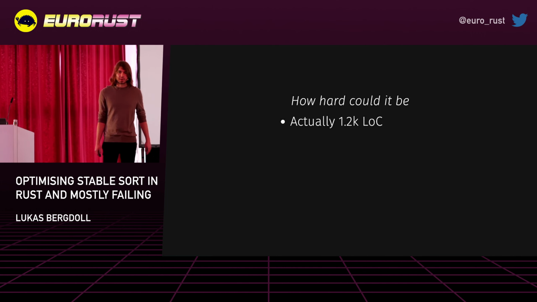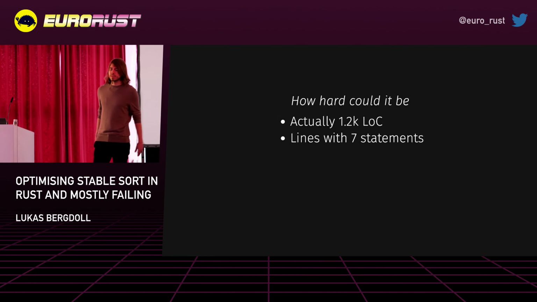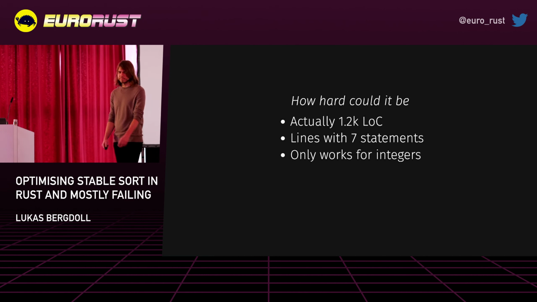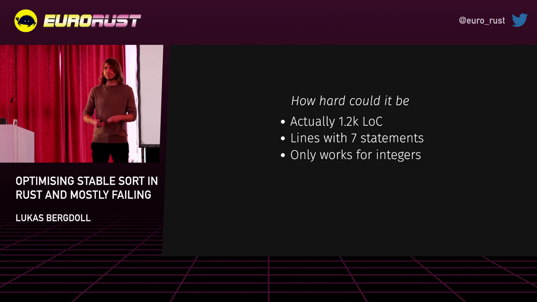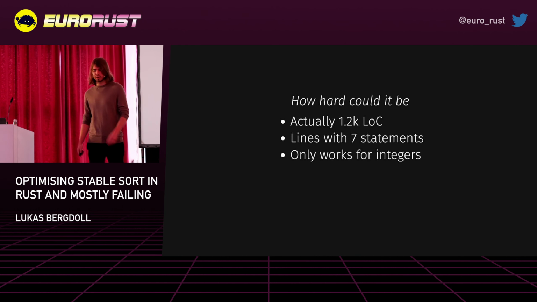Turns out it's more than 1,000 lines of code because the header is including the C files, something I hadn't seen before. There are lines with seven statements in them, seven semicolons, so it's quite dense when you try to look at it. It only works for integers, and what I wanted to create was a sort that's general, right? It works for all user-provided types, and it should not only work for them, it should work well for them. It should not just fall off a performance cliff for user-provided types that don't look like integers.